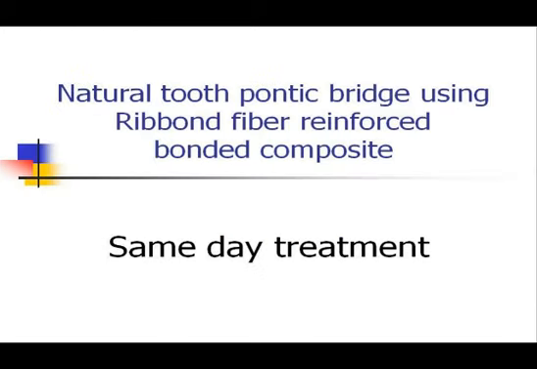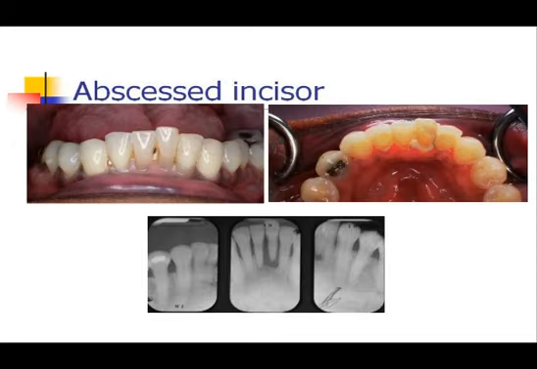We can also use fiber reinforcement materials to create a natural tooth pontic bridge. We can also use it for a composite pontic bridge that we plan. And this can be done in a single visit where on that day you're planning to remove a periodontally involved incisor, or the patient loses their tooth due to trauma and we need to do an immediate aesthetic emergency treatment for the patient. For this patient, we have an abscessed lower incisor, mandibular incisor.